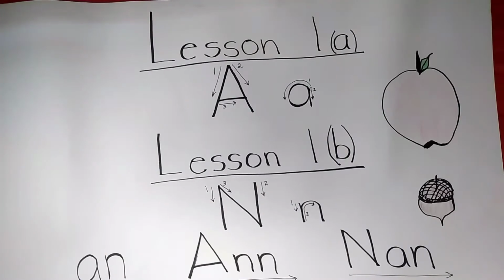Now, we're going to read 3 new words. And here's how we're going to do this. I'm going to sound them out slowly from left to right, and then say the word at a normal speed. So first word, an, like an apple, an orange, an Indian.